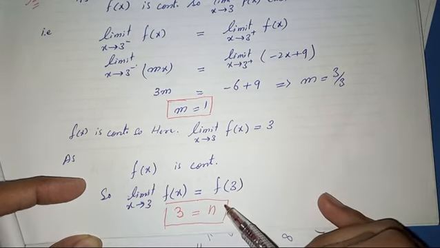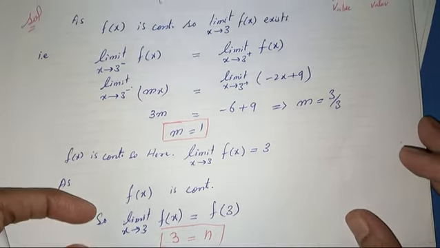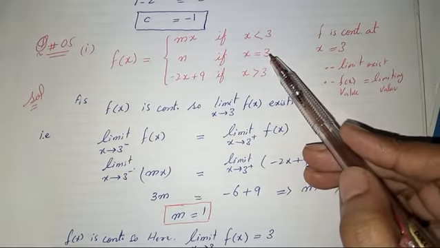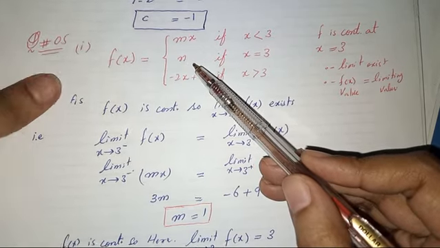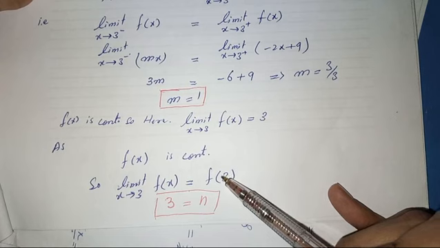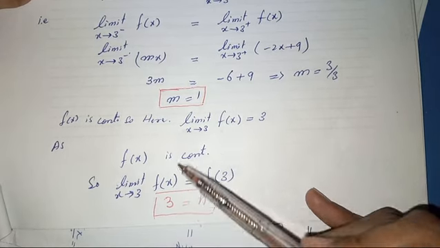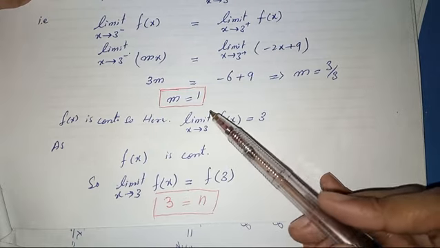f of 3 is equal to n. How? Because here the value of x is 3, so x is equal to 3 in f of x. So in the question when x is equal to 3 the function is n. So that's why we can write n in place of f of x when x is equal to 3. So the values of n and m we have calculated now as required by the question.